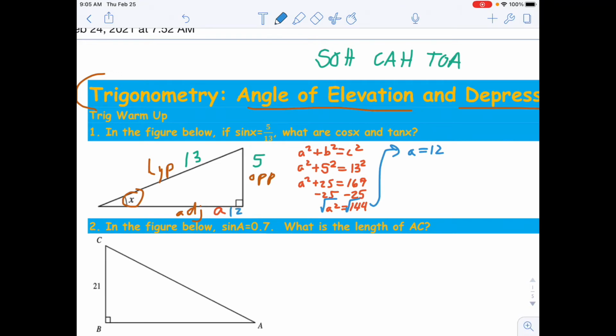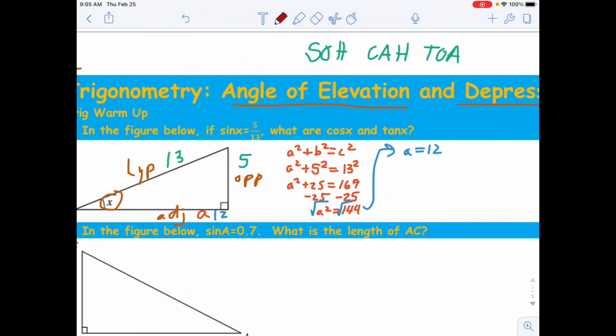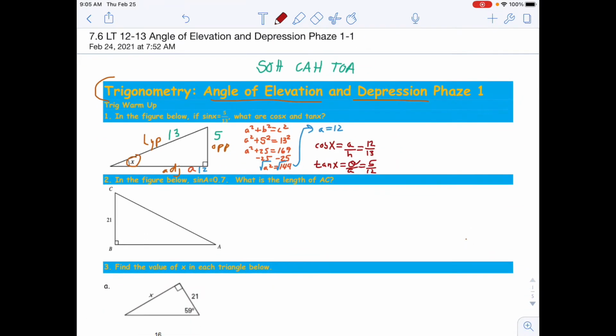Now with respect to this reference angle, angle x, cosine of angle x, remember it's adjacent over hypotenuse, which in this case will be 12/13. And then we can do tan of x, which is opposite over adjacent, so 5/12. Okay, so that's how you do that problem right there. Just label your picture, use the Pythagorean theorem to find the unknown side, and then we can write all the trig functions. Pretty freaking cool if you ask me.